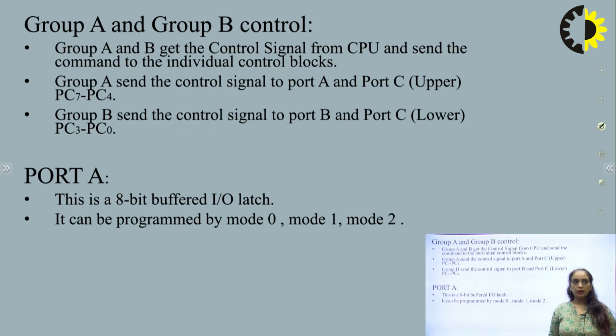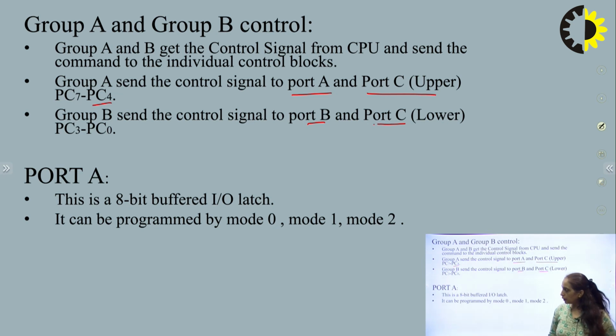Then group A and group B control. Your group A and B get the control signal from the CPU and send that command to the individual control blocks. We have seen in the diagram already that your group A sends the control signal to the associated blocks which are connected to group A, and to group A we have seen that port A and port C upper are connected, right? And we have also seen that in port C upper we are going to connect PC7 to PC4, and group B sends the control signal to the blocks which are connected to group B, that is your port B and port C lower, and under port C lower we are going to use PC3 to PC0, right?